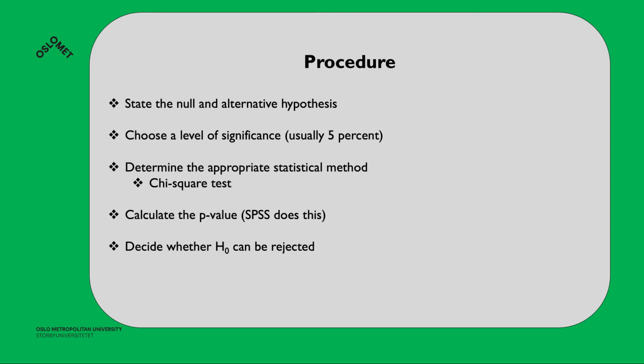So what do you do? Well, what is the procedure? We state the null and alternative hypothesis. We choose the level of significance, usually 5%. We determine the appropriate statistical method, that is the chi-square test in our example. We calculate the p-value, and SPSS does this for us, and all other statistical software as well. We decide whether the null hypothesis can be rejected or not.